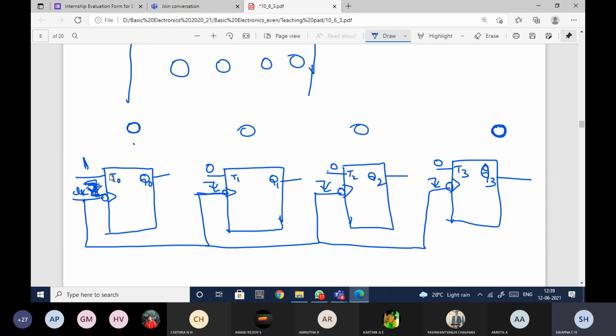Clock is there, T0 is 1. So what happens to the output? Q0, this is the present state. So I want you to say what will be the next state.